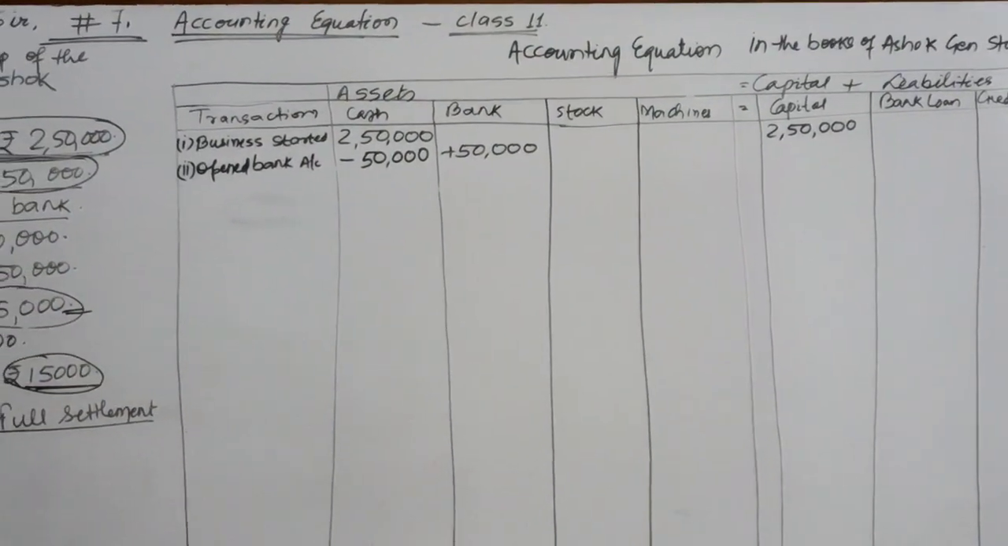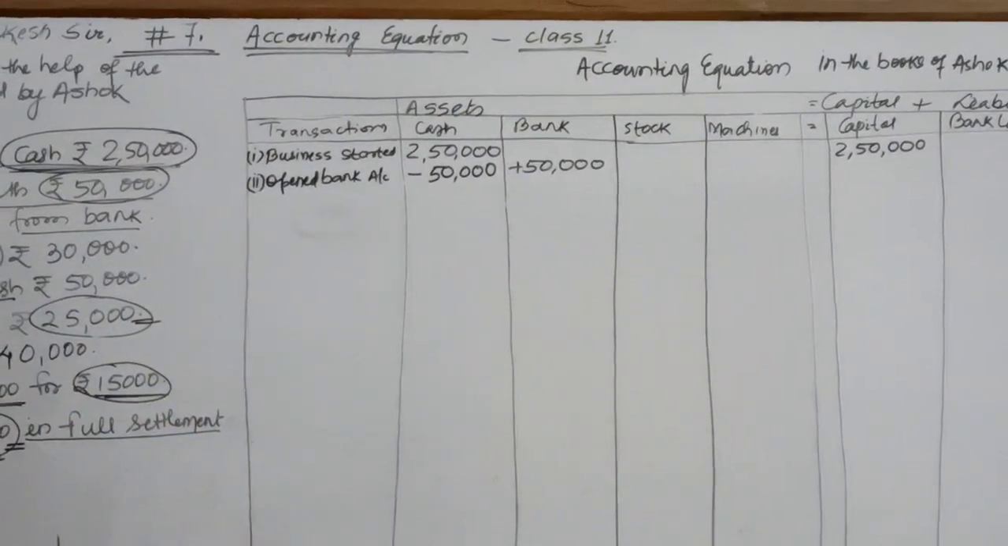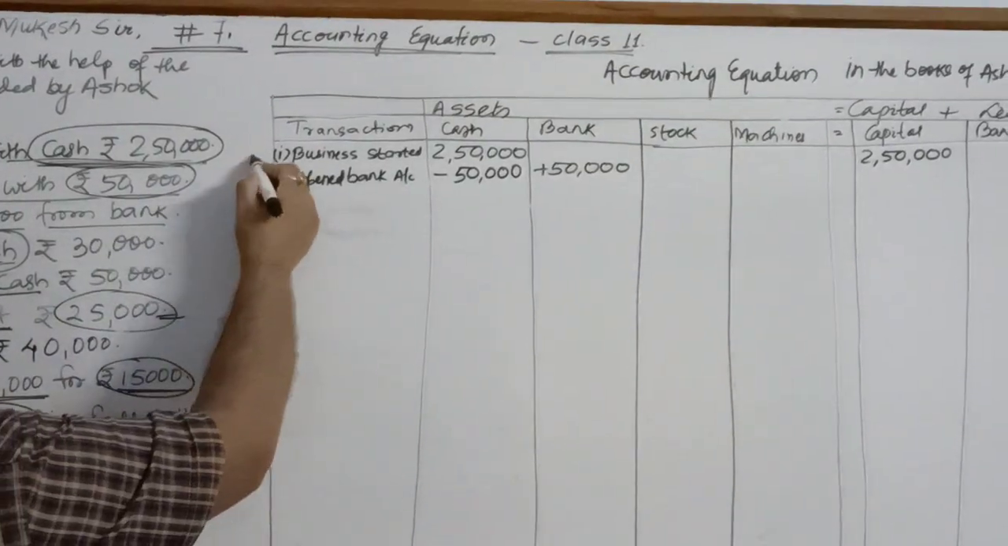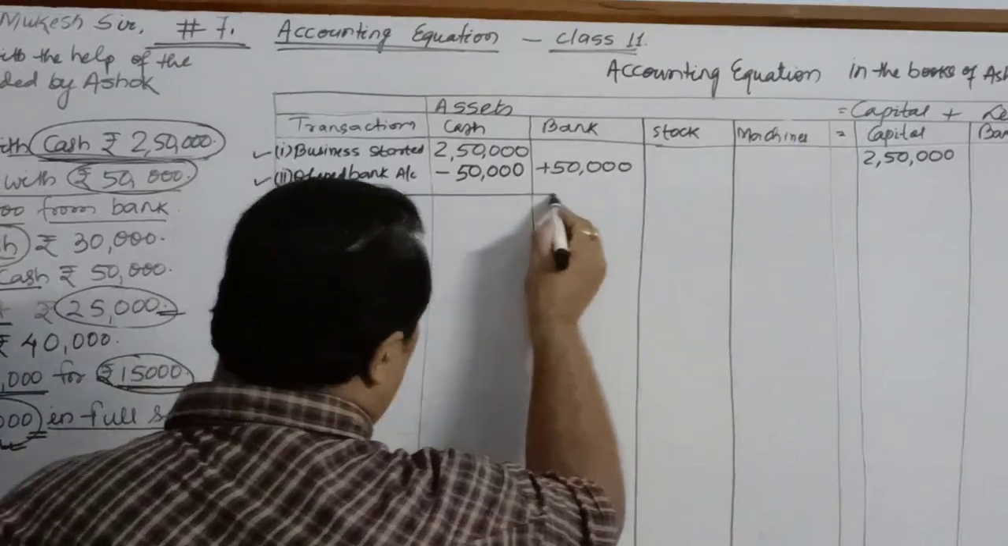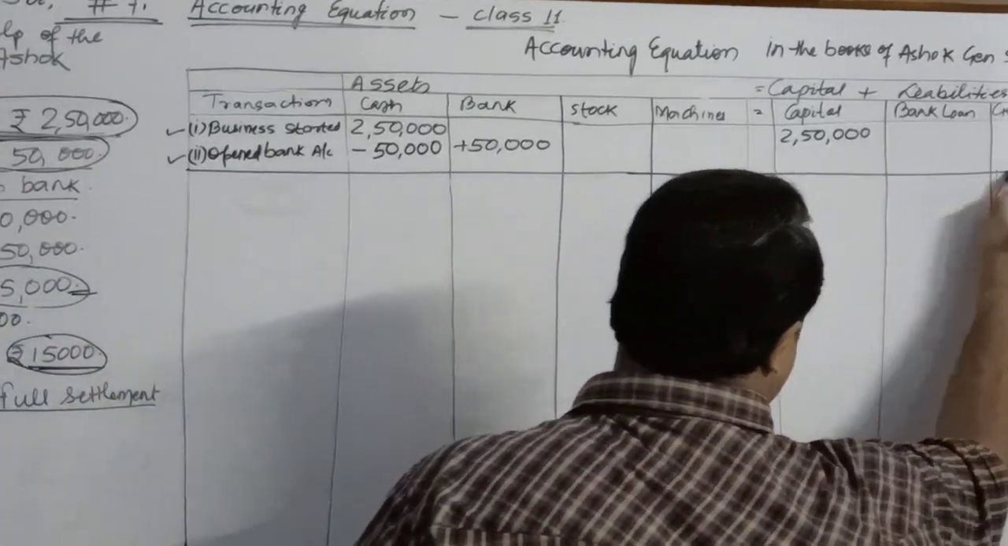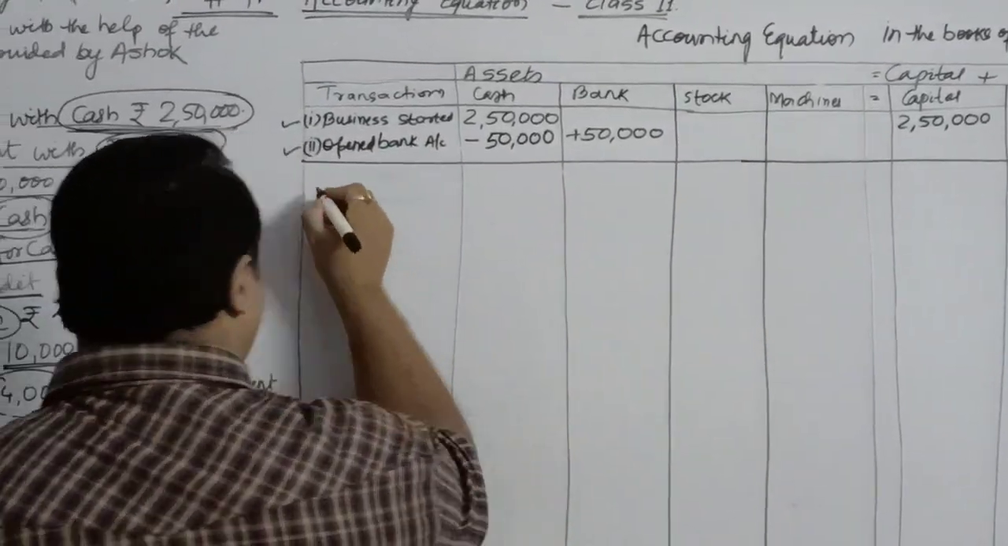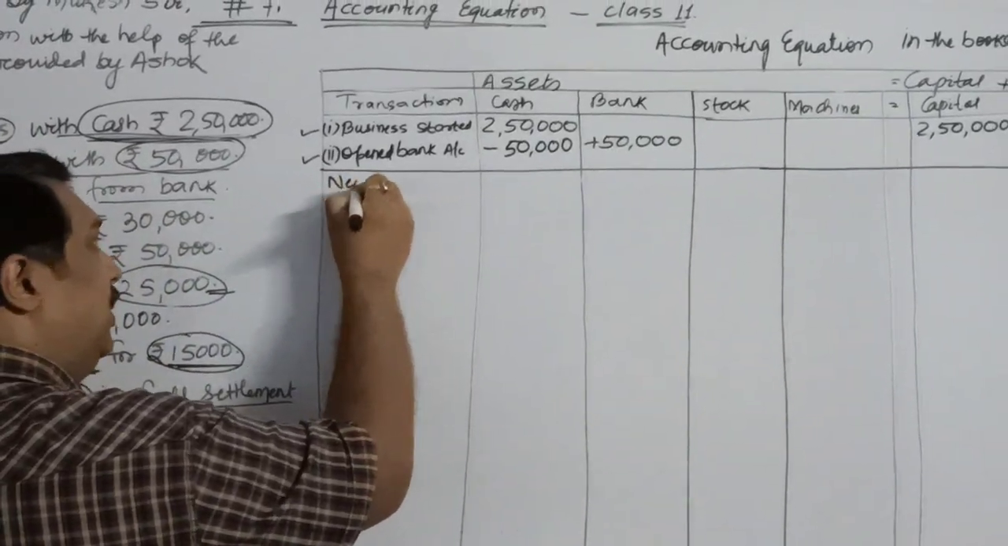Now children, after writing these two transactions, always remember, first of all you will write first two transactions and after that you will draw a line over here. The full line to be drawn till the end. And you will write over here new equation.